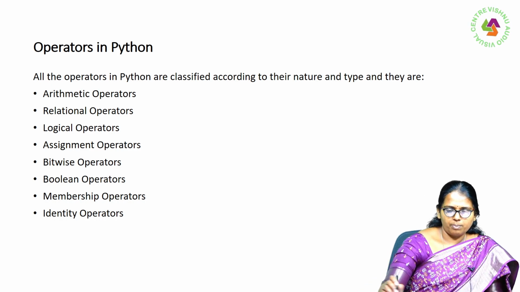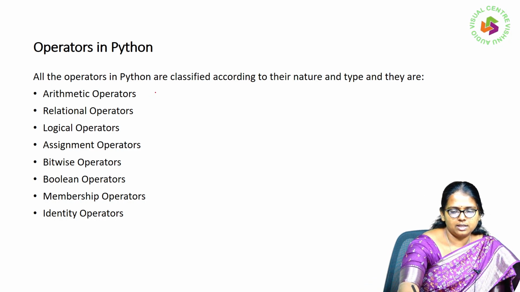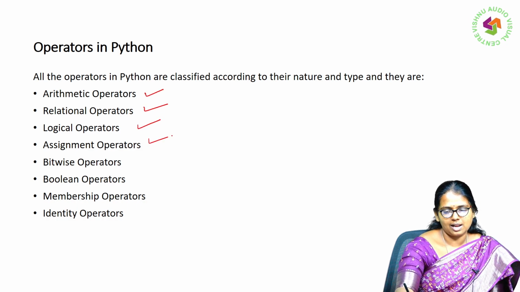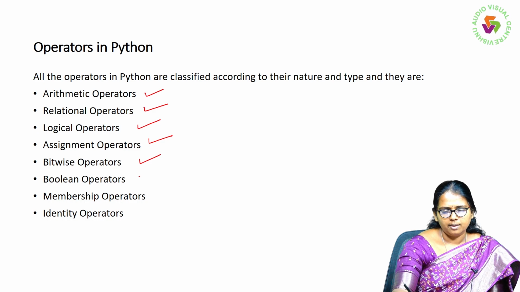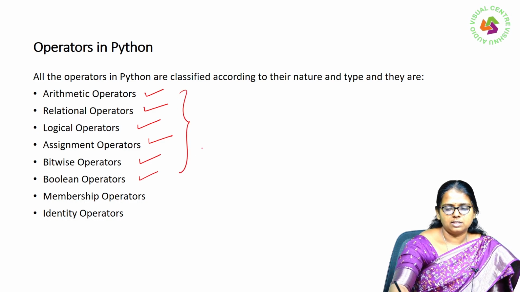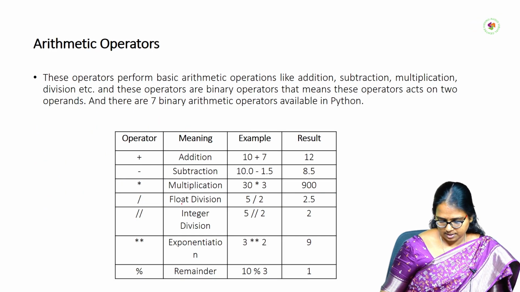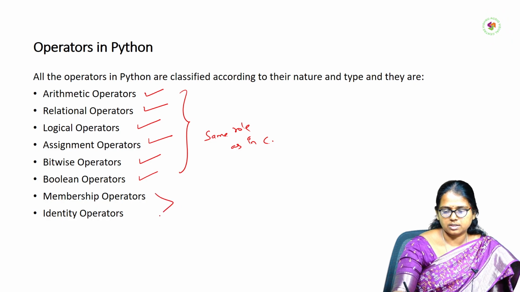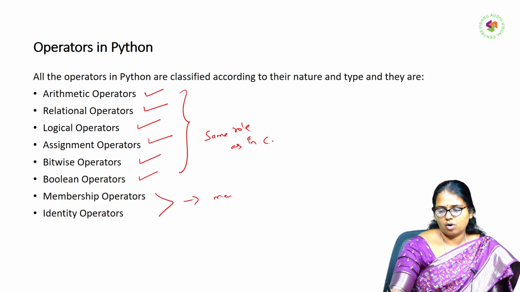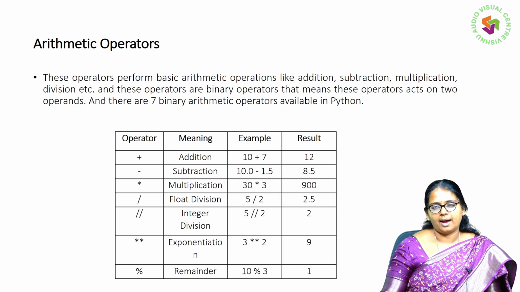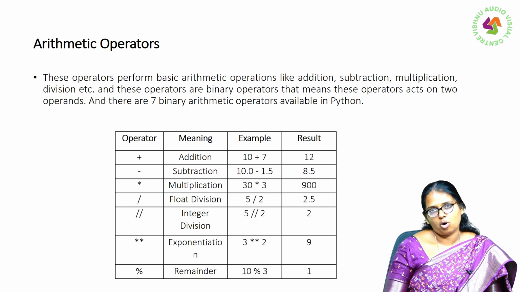All these operators, arithmetic, relational, logical, assignment, bitwise, boolean, you know from the previous C language, and mostly they play the same role as in C. The extra things we are learning about are the membership operators in Python. First we'll take a glance at all the operators, starting with arithmetic operators.